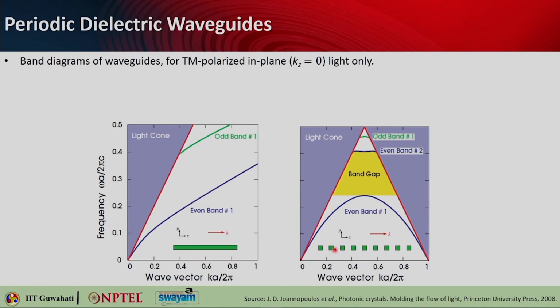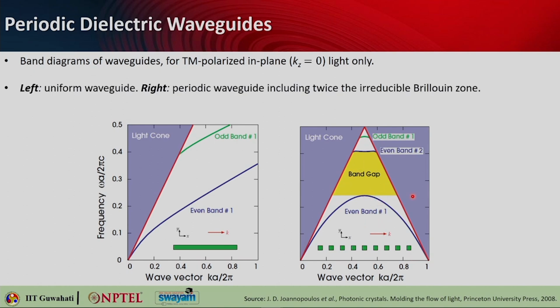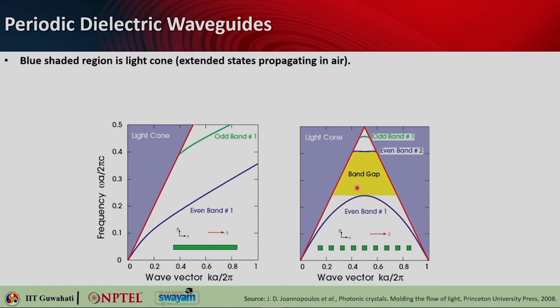I am just trying to show you that with this kind of periodic structure, you are able to get a band gap. The left one, as I mentioned, is a uniform waveguide, and the right one is a periodic waveguide including twice the irreducible Brillouin zone. You could have actually done up to here, but just to show the entire curve, you have taken twice the irreducible Brillouin zone, and you are able to see a band gap in this case.